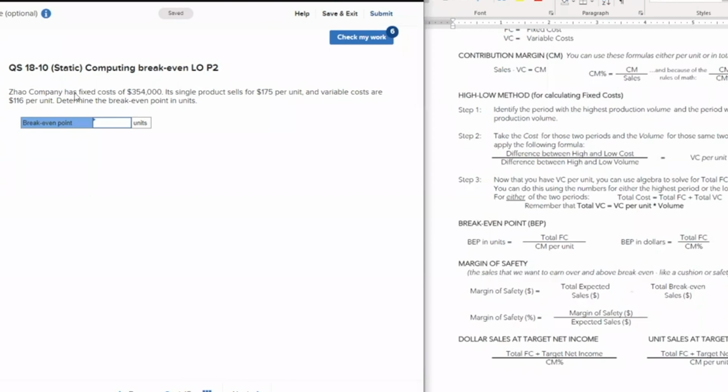Do we know the contribution margin per unit? We do. It's sales minus variable costs. So the contribution margin per unit is 175 minus 116. You're going to plug that into the denominator and put your fixed cost in the numerator to figure it out. So that's all I'm going to say about that one.